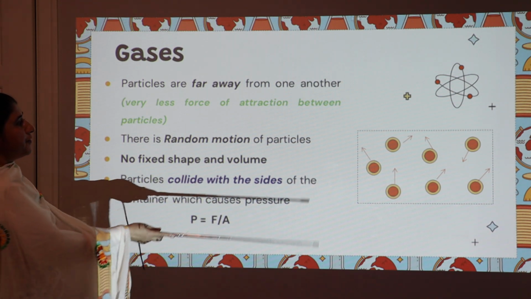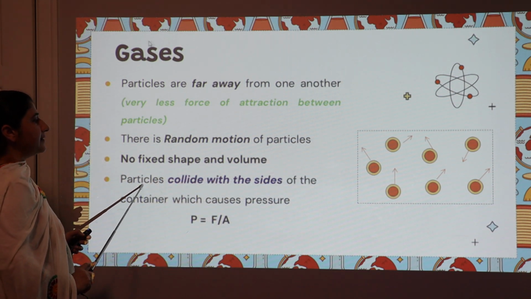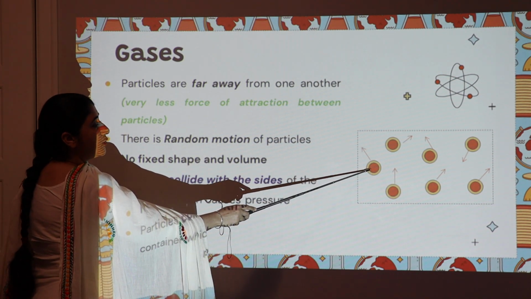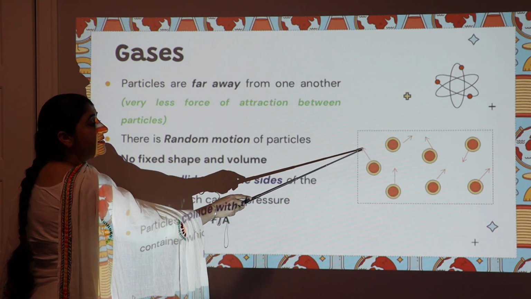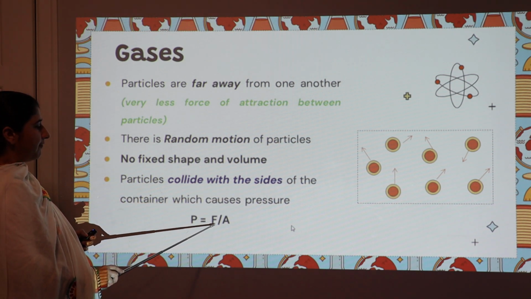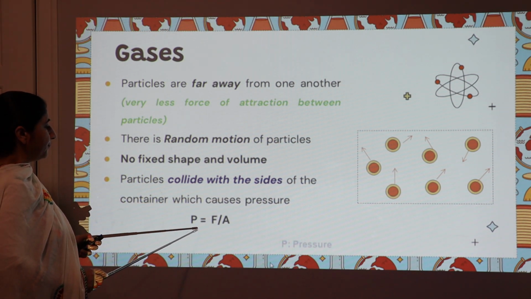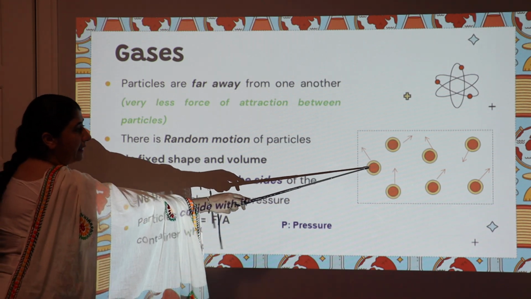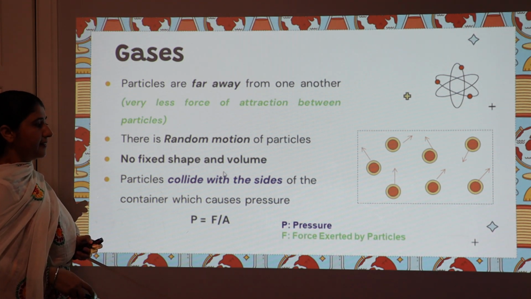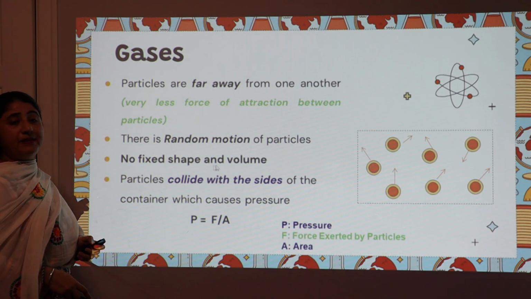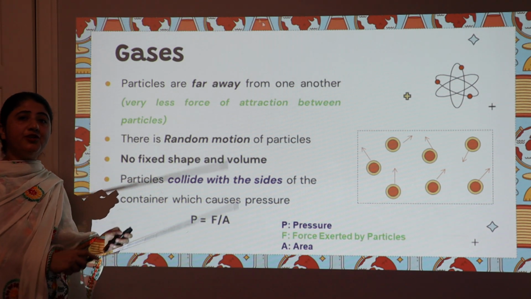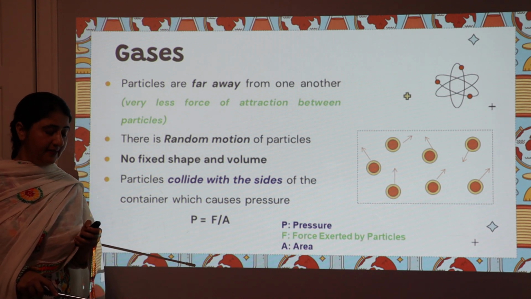And due to the random motion of particles, they collide with each other or with the sides of the container. As a result, these particles exert pressure. By the relation P is equal to F over A. Here P is the pressure of the particles on the walls of the container, F is the force exerted by the particles, and A means area. So this is the explanation of the nature and behavior of particles in the gaseous state.